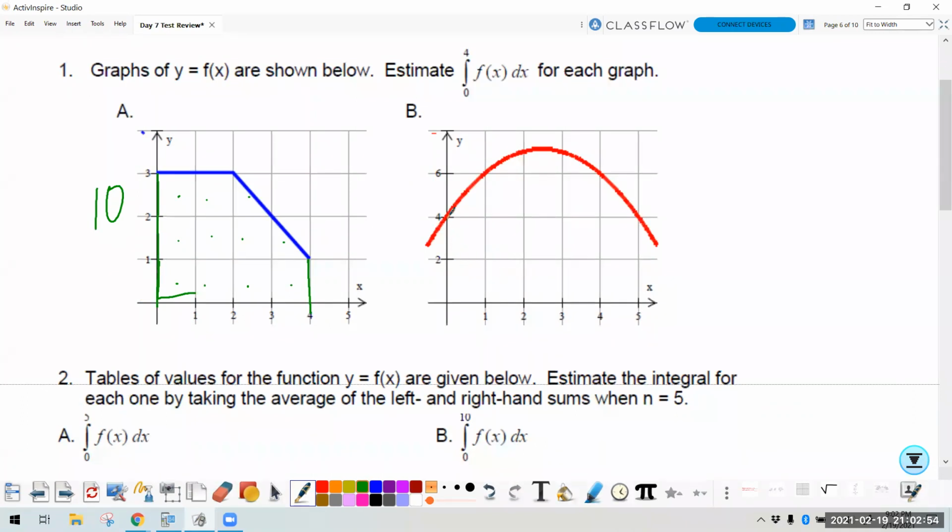Now this graph, we want to go from 0 to 4. But notice this y scale is by 2. So I'm going to double however many blocks I count. So we got 1, 2, 3, 4, 5, 6, 7, 8, 9, 10, 11. I'm going to call this a half. And I think these make 12. So let's go with 12.5. So that is an area of 25.